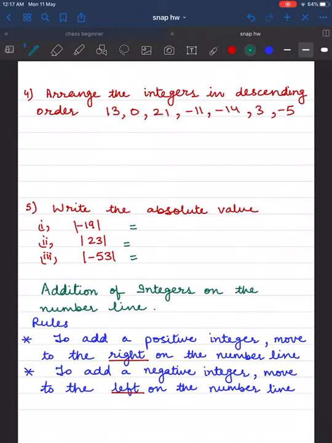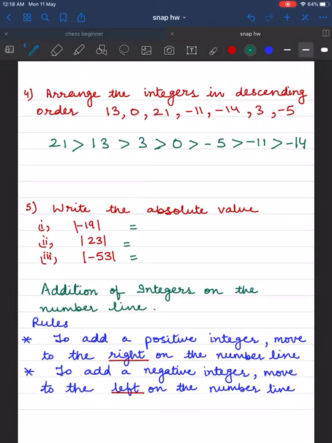Now next question is, arrange the integers in descending order. Now here we have to start with the greatest. So first, let's arrange positive integers. So the greatest positive integer is 21. Then we put greater than sign. Then we have 13, greater than 3, greater than 0. Now we have to arrange negative integers. And remember, the smaller the negative integer, greater is its value. So we write here minus 5, greater than minus 11, greater than minus 14.